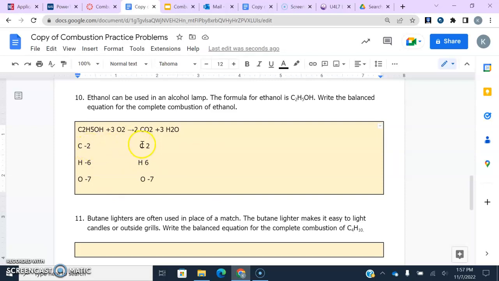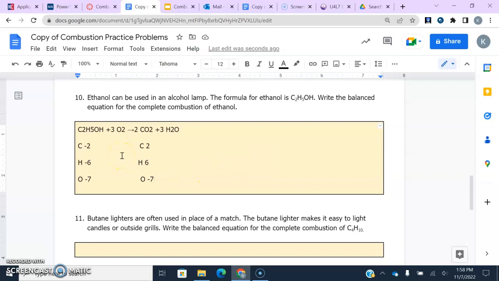We've got 2 carbon, 6 hydrogen, okay, so the H5 and the H, so 5 and 1 makes 6 on the left-hand side. 3 times 2 makes 6 on the right-hand side. And we have our 7 oxygen. So 3 times 2 is 6, plus the 1 oxygen is 7, and then 2 times 2 is 4, plus 3 is 7. So that is your balanced equation.